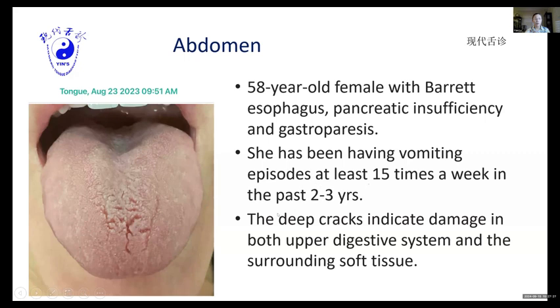With those strong episodes, you see the deep cracks in the upper GI system. So the gut, the stomach, the esophagus, and all the soft tissue around it have pathology, and you can see it clearly from here.